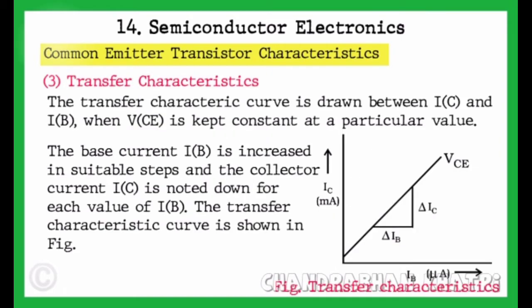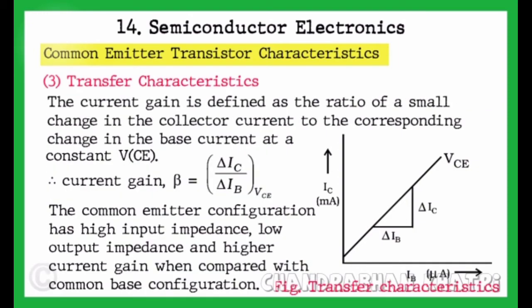Third one, transfer characteristics. The transfer characteristic curve is drawn between IC and IB when VCE is kept constant at a particular value. The base current IB is increased in suitable steps and the collector current IC is noted down for each value of IB. The transfer characteristic curve is shown in figure.